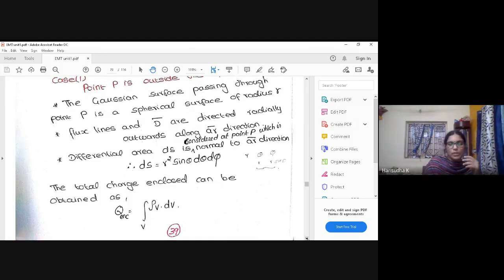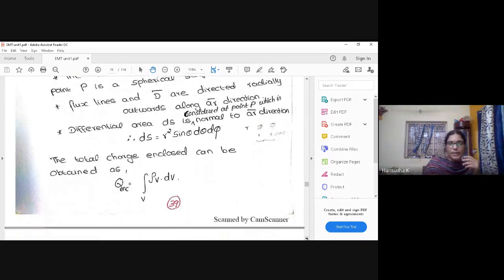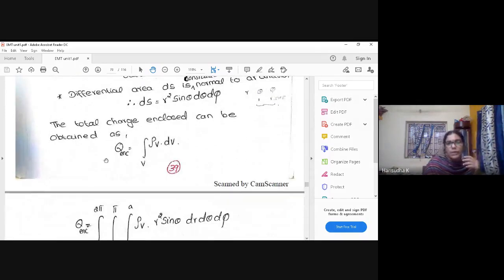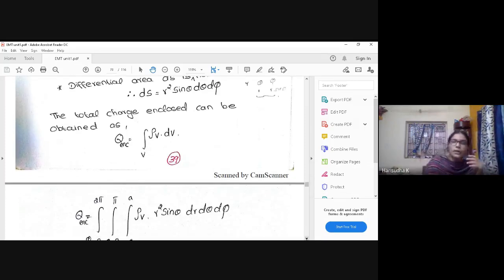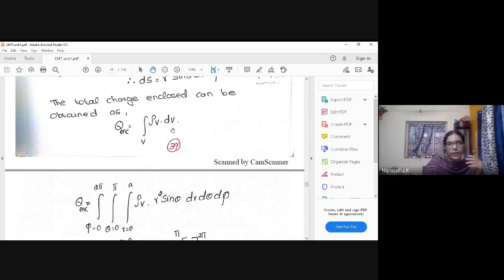Now, the basic equation, the total charge enclosed can be determined as, this is the Gauss law equation. Enclosed charge will be equal to the volume integral of rho v dv. This is one equation I have taken. So, what is dv for the sphere? That is the differential volume. So dv will be equal to dr, d theta and d phi. All the three parameters will come because it is volume, no? So radius, theta and phi, all the parameters will come.